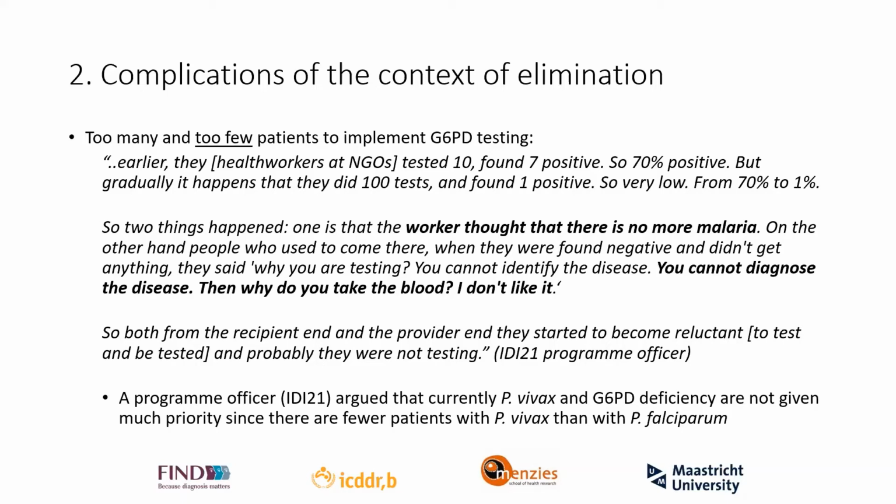So both from the recipient end and the provider end, they started to become reluctant to test, and probably they were not testing. And he also argued that currently P-vivax and G6PD deficiency are not given much priority since there are fewer patients with P-vivax than P-falciparum.